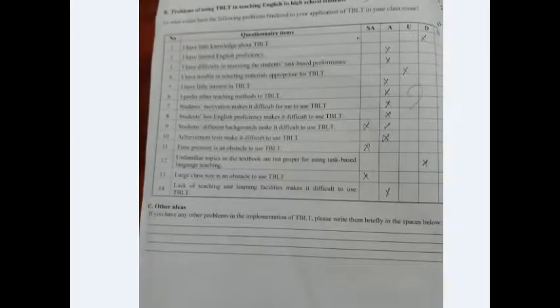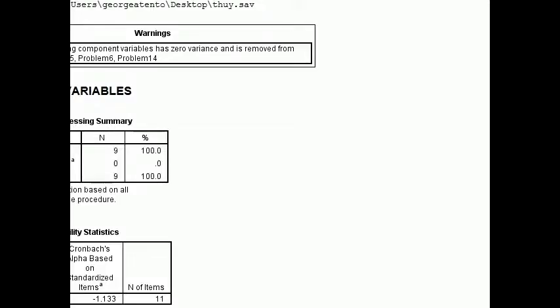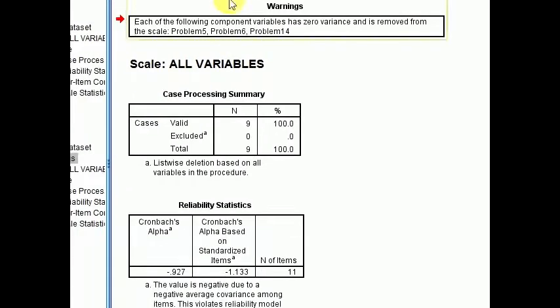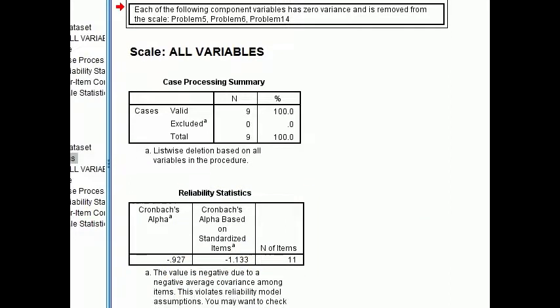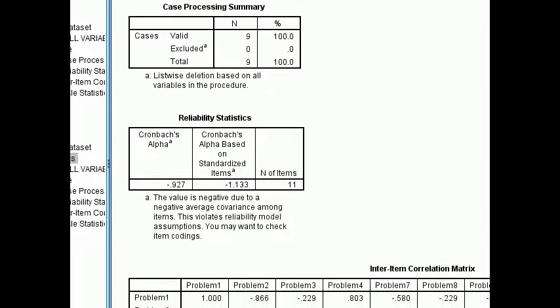So what are those items? I have little interest in TBLT. Everybody agreed. I prefer other teaching methods to TBLT. Everybody agreed. And large class size is an obstacle to usability. Strongly agree. Everybody agreed there. And that would not be good for Cronbach's alpha. So that's why you received the negative 0.927, because of the negative average covariance among items.